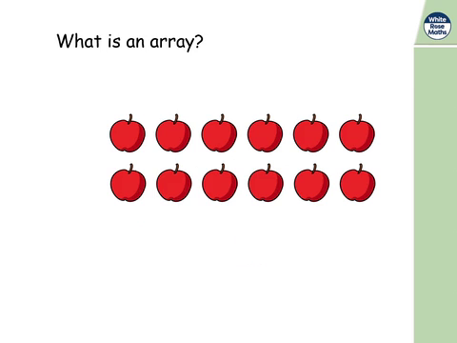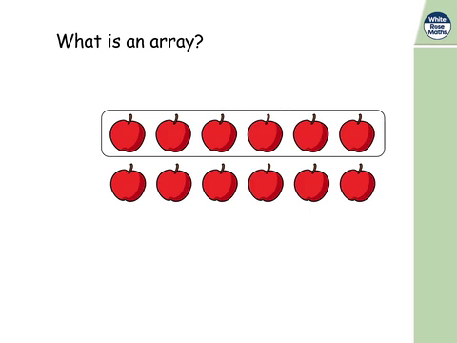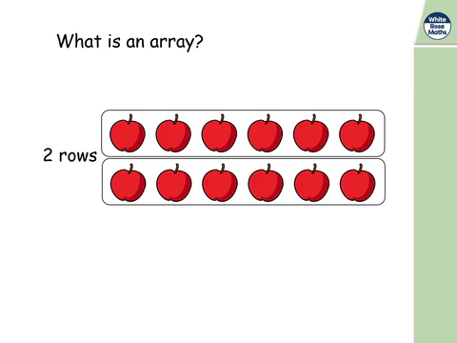So, what is an array? Well, arrays have rows which run from left to right. For it to be an array, it has to have the same amount of objects in each row. We have 2 rows here.